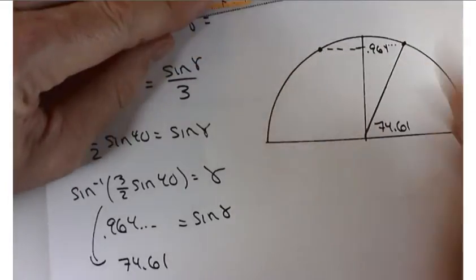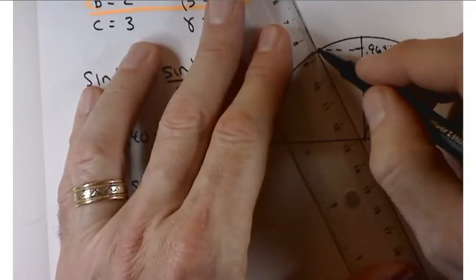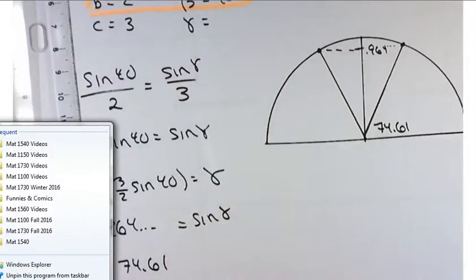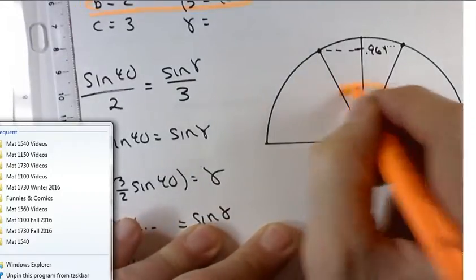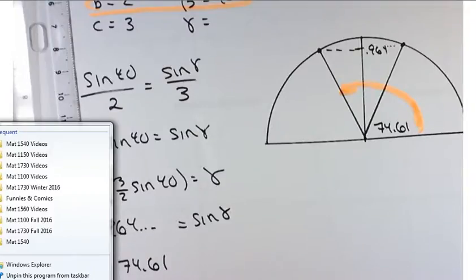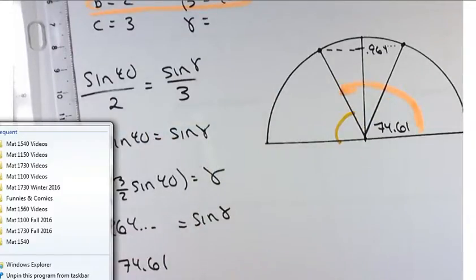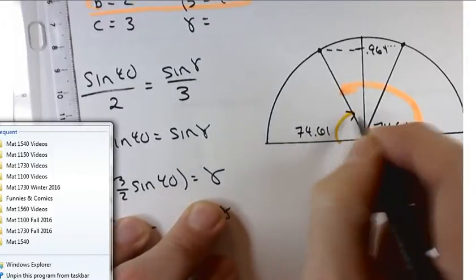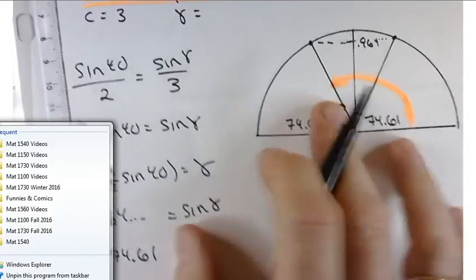There's another point over here with that same y coordinate, isn't there? There's two solutions. So what's that one? We know one angle is 74.61. What's this angle? Nah, not quite at 90. But I'll tell you what, this angle right here, let me squeeze it in here, that angle is also the same as this one. It's 74.61. That's going this way. So what's the orange angle going to be? How am I going to figure that out?